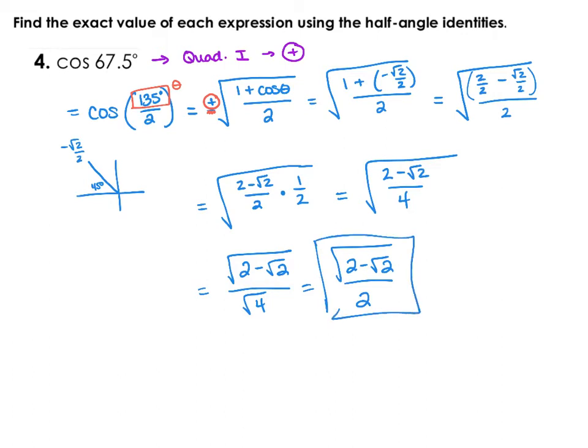It does look messy. It does look a little weird. We don't normally have a radical inside a radical, but it is okay. This in your calculator would give you the exact answer for the cosine of 67.5. If you were to type this whole expression in, and you were to type in the cosine of 67.5, they would be exactly the same.